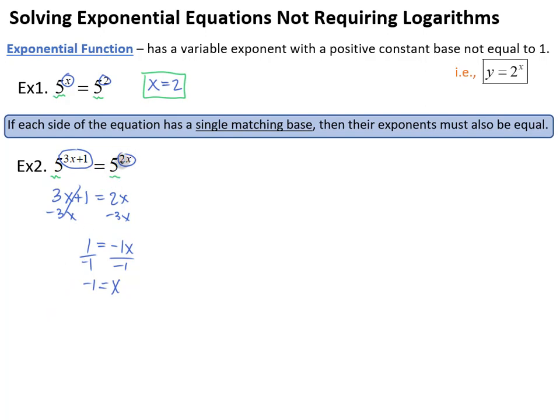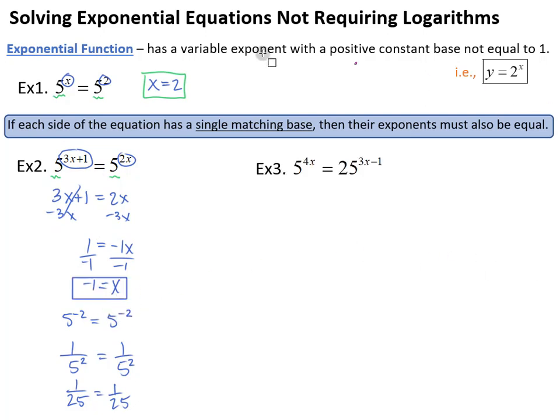By the way, if you plug that in, 2 times negative 1 would be negative 2, so we get 5 to the negative second power. And if we plug negative 1 in here, we get negative 3 plus 1, which is also 5 to the negative second power. Just as a reminder, negative exponents mean we move that to the bottom of the fraction. So this is really 1/25 equals 1/25. When x is negative 1, that is the value that makes these equal. Okay, let's take a look at another example.